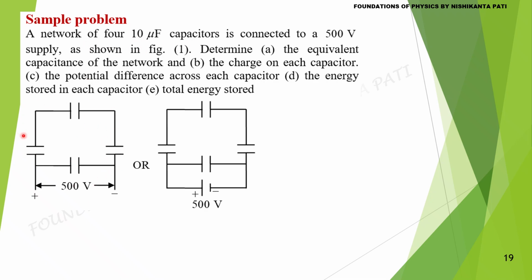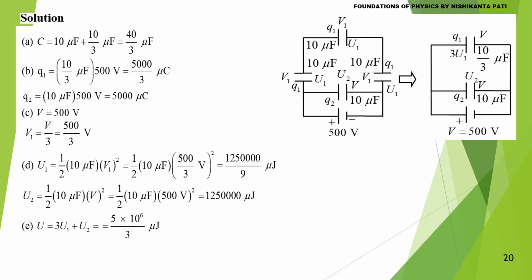Four capacitors are connected across supply voltage of 500 volt. Each capacitance is 10 microfarad. This is 10 microfarad. This is also 10. This is 10. This is also 10 microfarad. These three are in series. The effective is 10 by 3 microfarad. This 10 microfarad and 10 by 3 microfarad, they are in parallel. So the effective capacitance between this point and this point is 10 by 3 microfarad plus 10 microfarad.